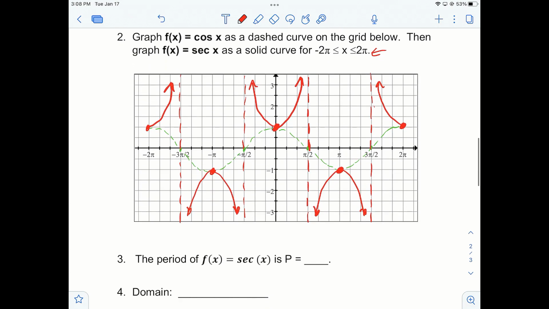What is the period of secant? Well, same thing. I've got to get one full up and one full down. So if I think about starting here and ending here, if I subtract those two things, that gives me 2 pi as well.